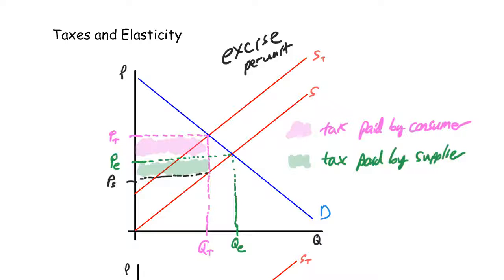I'll admit I maybe didn't draw my lines too great, but these are pretty close to even. It looks like the way I've drawn this, the consumer is paying a little bit more of it than the supplier is, okay? But this is how the tax gets split up. This is the portion paid by the consumer, this is the portion paid by the supplier.